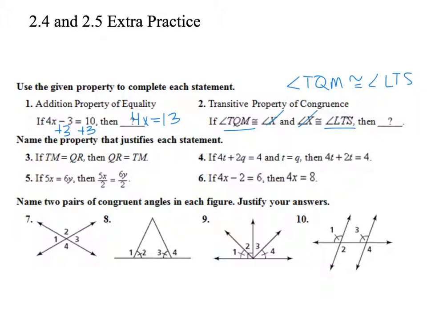Number 3, name the property that justifies this. So why is the distance between TM equal to the distance between QR, and then the distance between Q and R is equal to the distance between T and M? Well, all we did is switch the left-hand side and the right-hand side. So when you switch the left-hand side and the right-hand side, it's called the symmetric property.